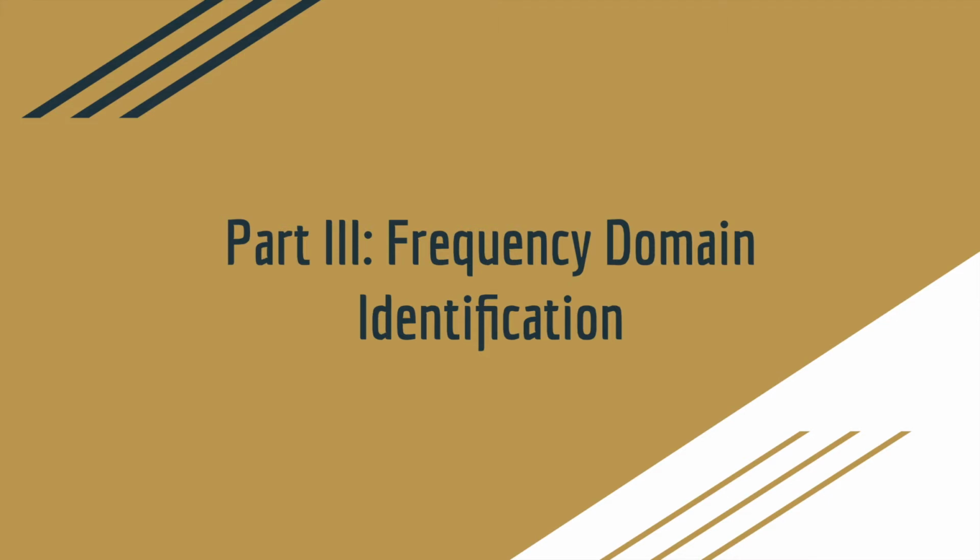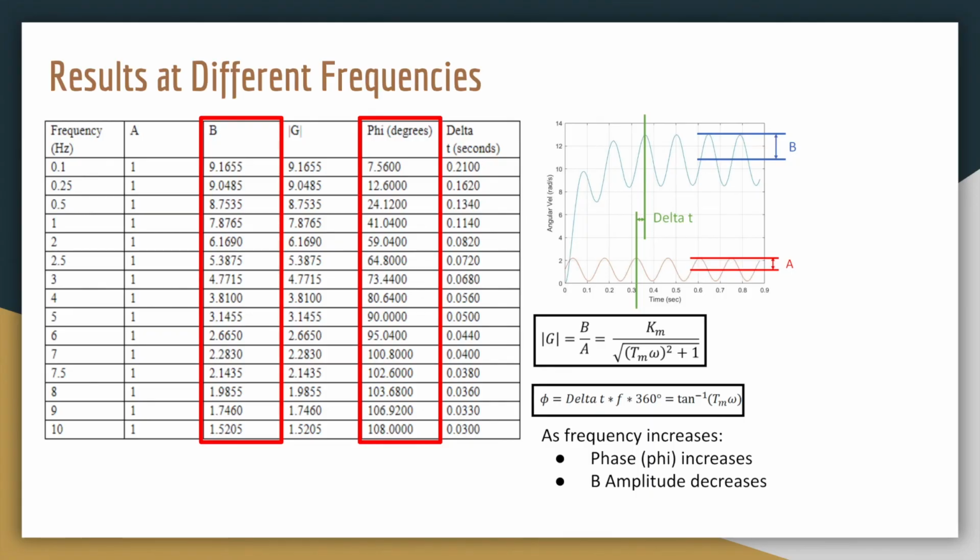In part 3, we will discuss the derivation of Bode plots, as well as a calculation of both the motor and time constants using these plots. So to construct a Bode plot, the input and output waveforms of frequencies ranging from 0.1 Hz to 10 Hz are analyzed for the magnitude and phase lag at each frequency. The calculated values are shown in the table.